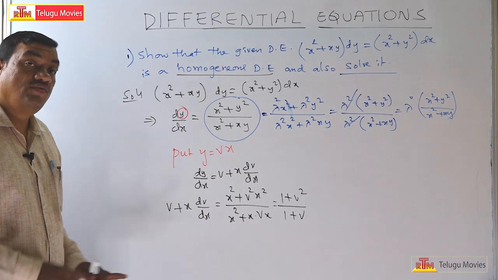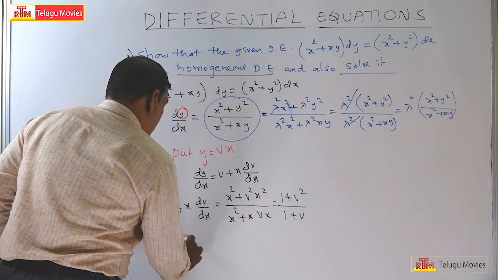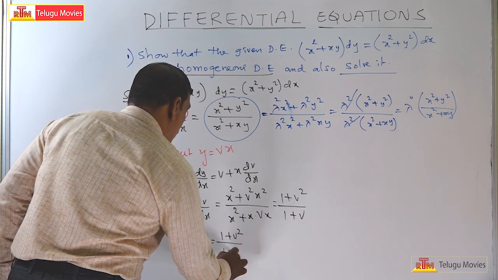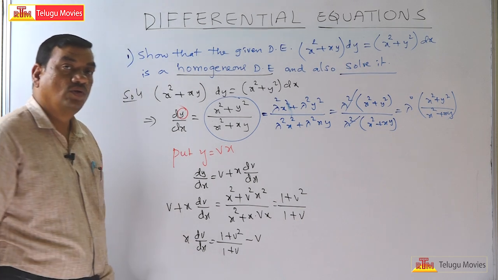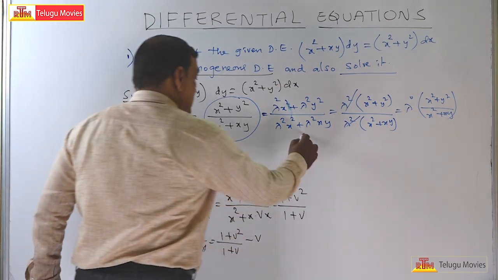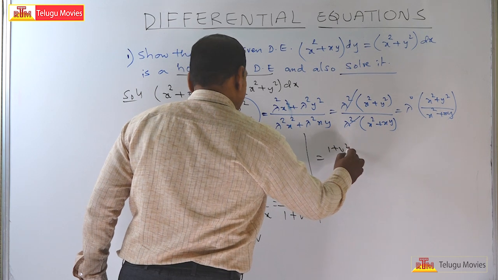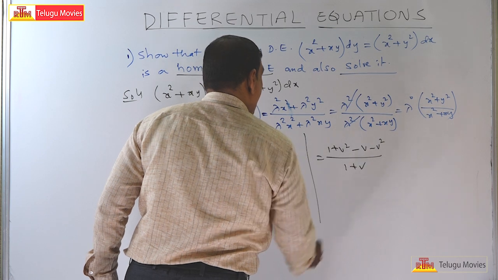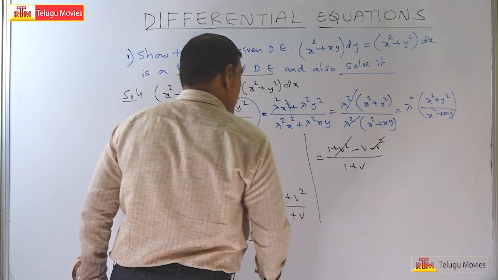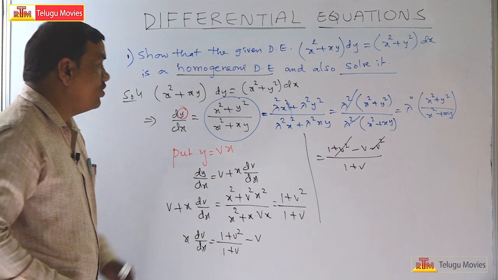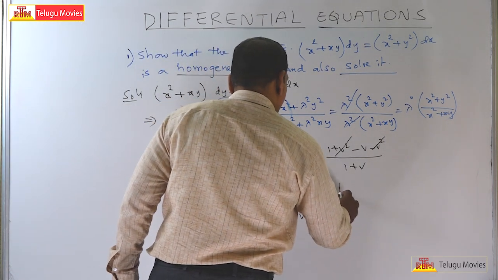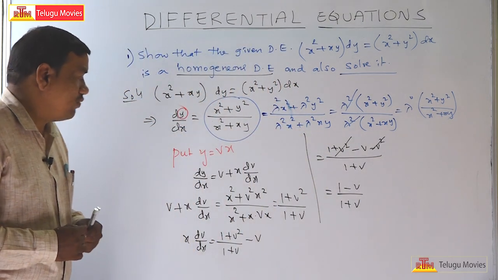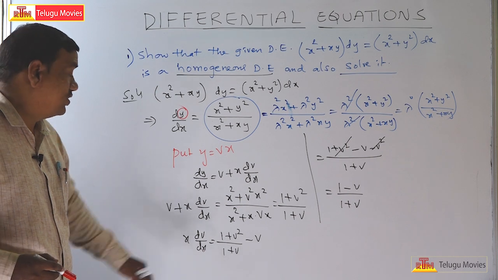Take v to the right hand side. So x dv/dx = (1 + v²)/(1 + v) − v. What is the simplification we will get? (1 + v² − v − v²)/(1 + v). The v² terms get cancelled. In the numerator, you will get (1 − v)/(1 + v). So altogether x dv/dx = (1 − v)/(1 + v).